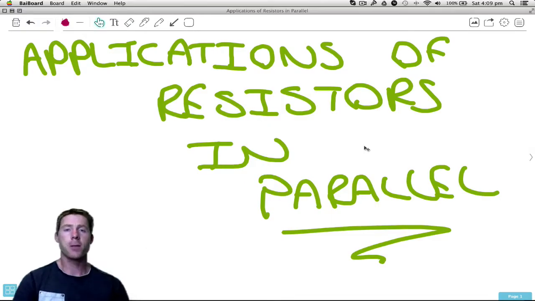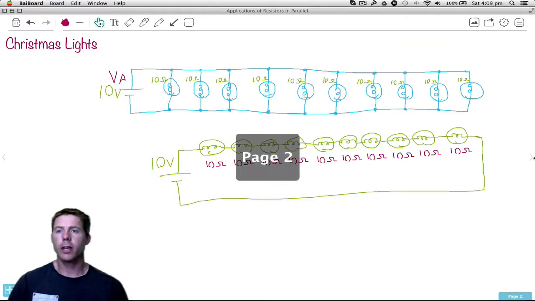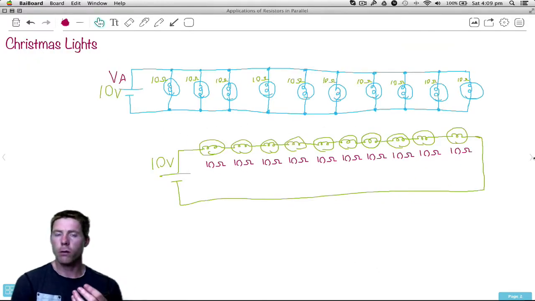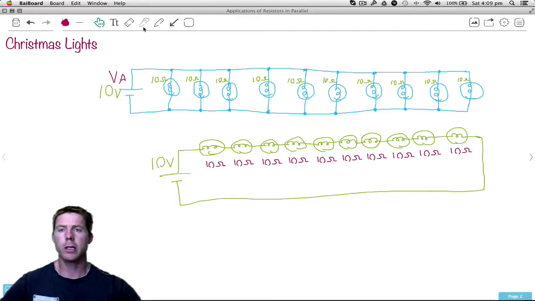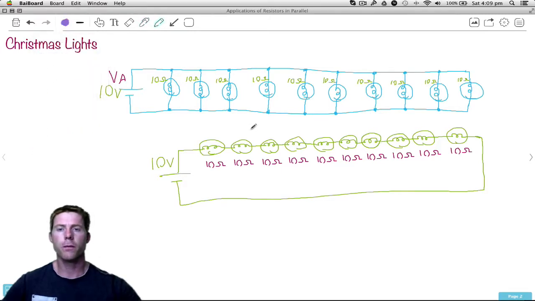Guys, and welcome back. Now we're going to have a look at some applications of connecting our components in parallel. First one we're going to have a look at is Christmas lights, but before we do the parallel version of this, let's just have a look at what would happen when you connect them in series, and then we'll see why parallel is in fact better for our Christmas lights. So the first thing we're going to do here is just get a different color. Let's go a nice purple.